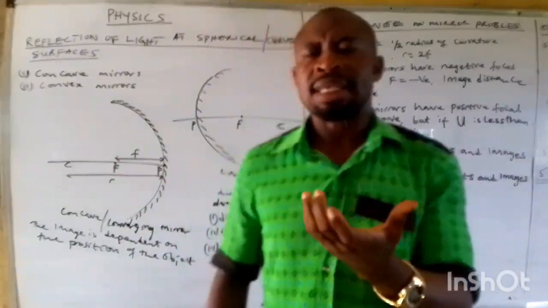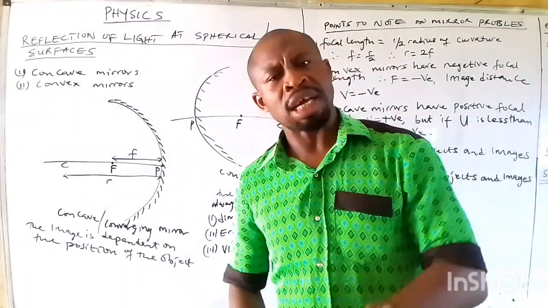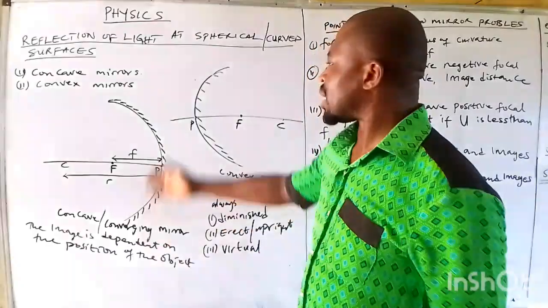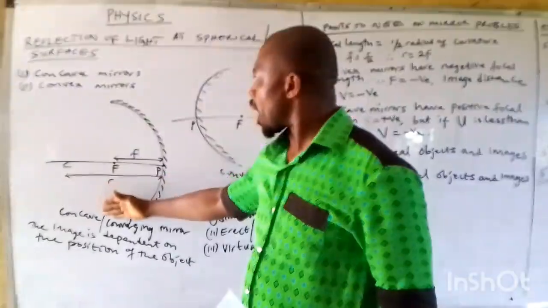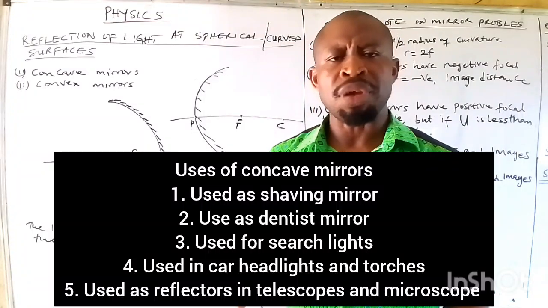Now, the uses, they are used differently. They have their different uses. For example, the concave mirrors are used as driving mirrors.